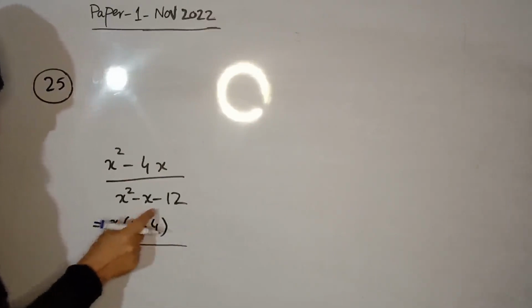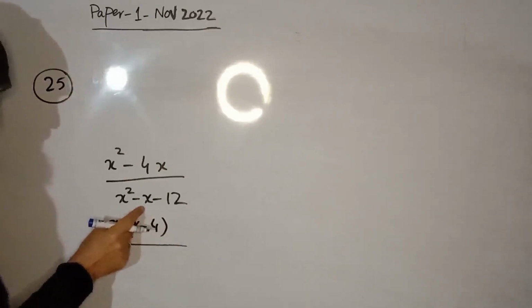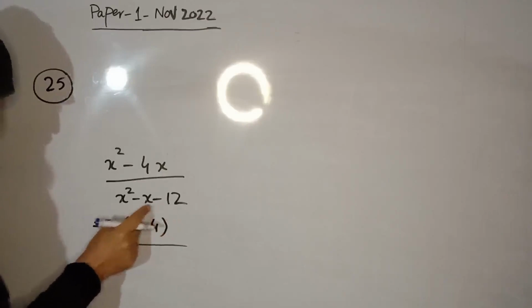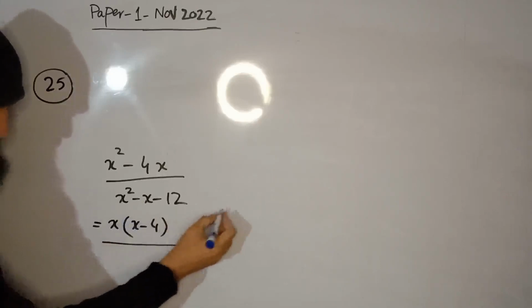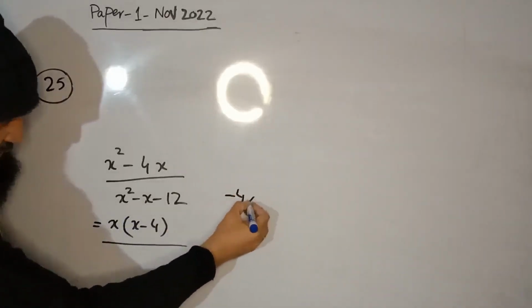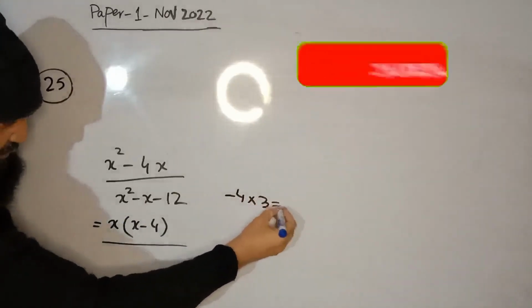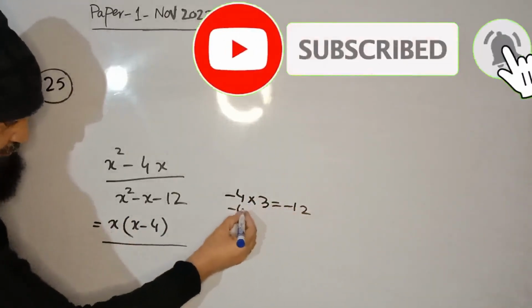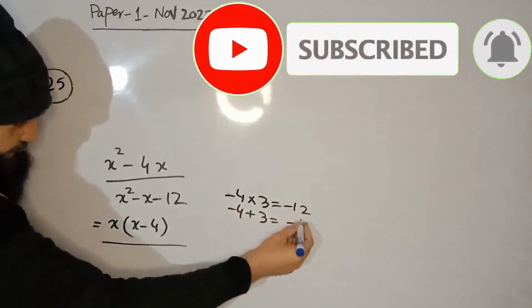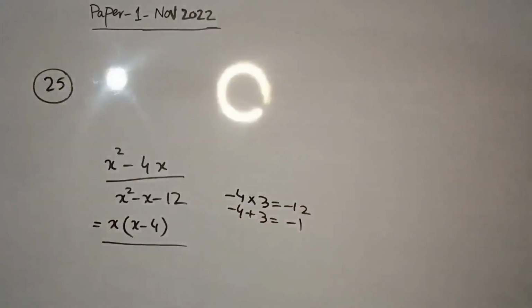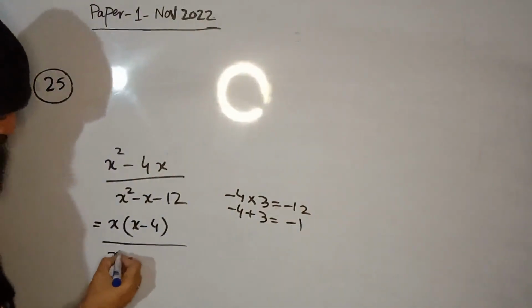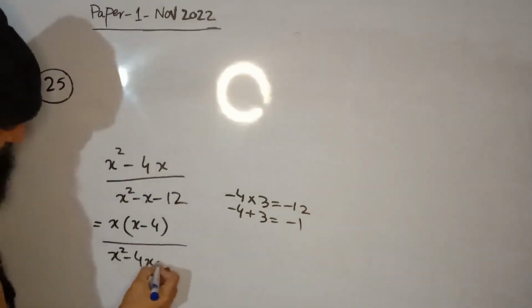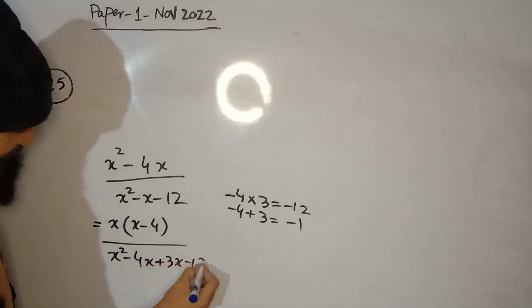Similarly, the denominator can be factorized by the middle term breaking method. We have to think of two numbers which give you minus 1 on addition and minus 12 on multiplication. They are minus 4 and 3. If we multiply minus 4 into 3, we will get minus 12. Similarly, minus 4 plus 3 will be equal to minus 1. Therefore, minus x can be broken into minus 4x plus 3x. So we write x square minus 4x plus 3x minus 12.